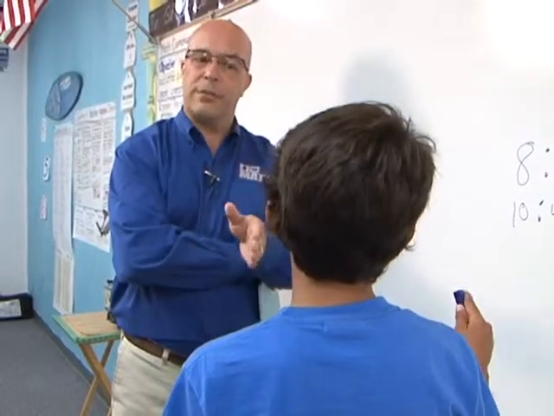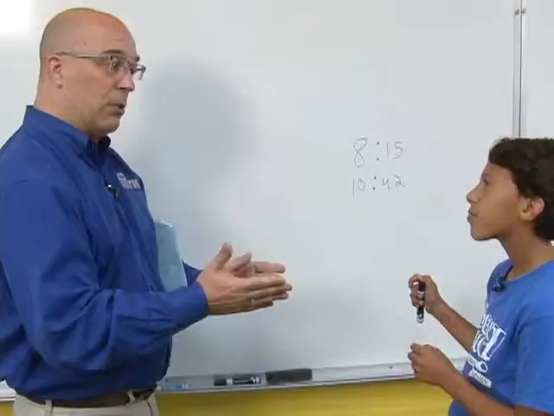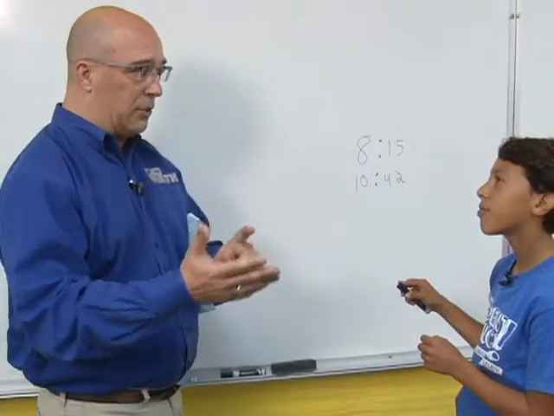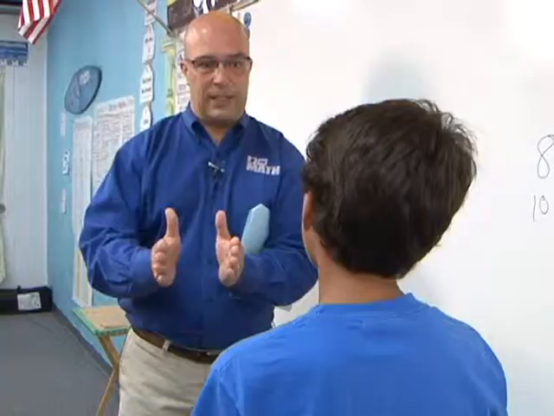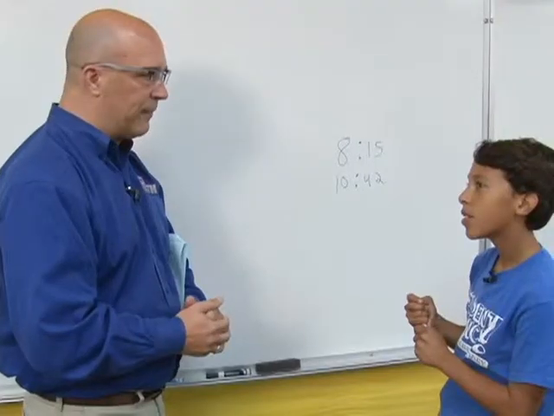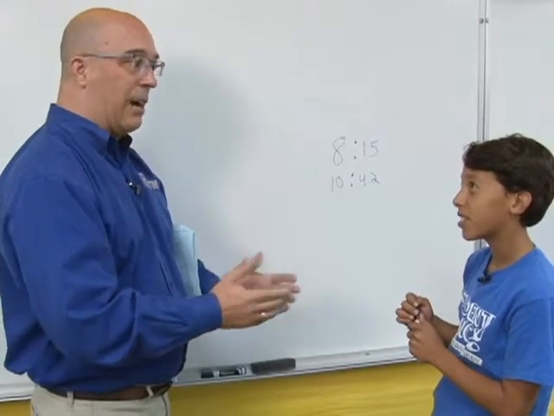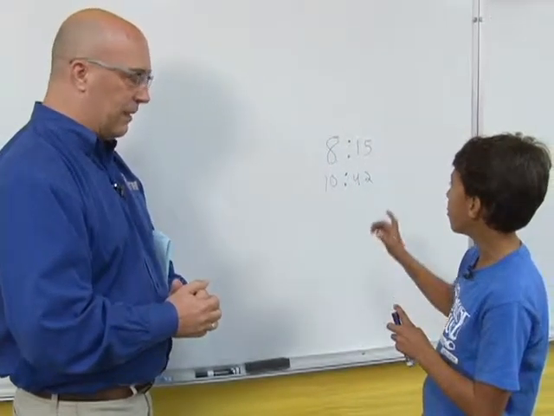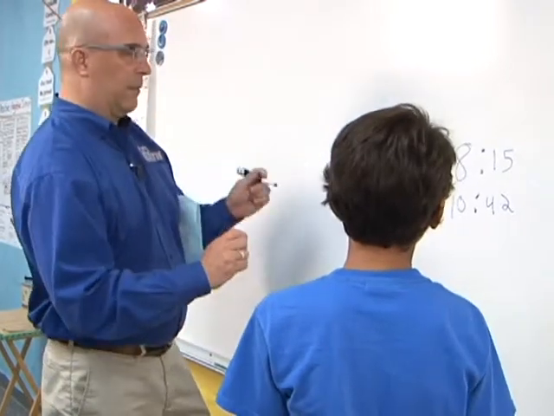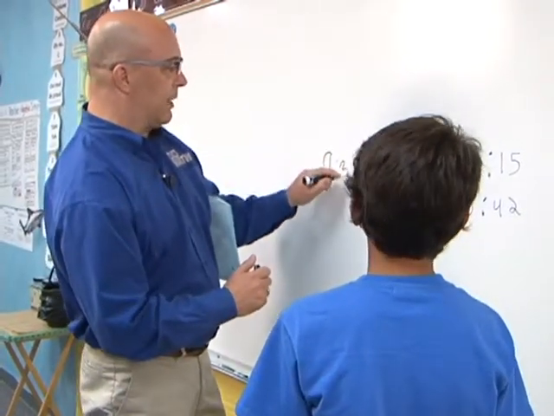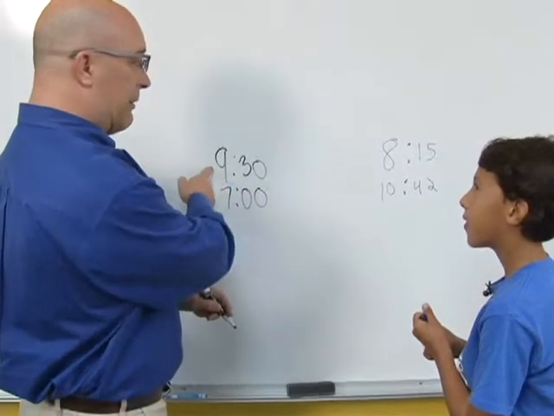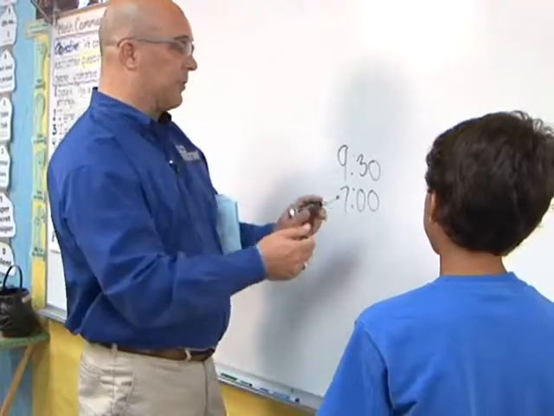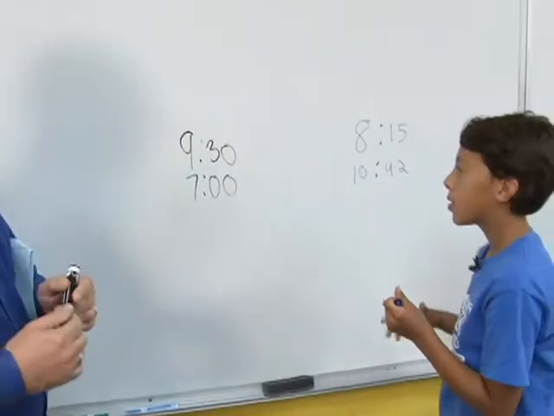How would you do that other problem? You wake up at 7 and you go to school at 9:30. How long have you been awake? How would you figure that out? Well, I would subtract it. Okay, how would you subtract it? Well, let's pretend we do this one. Let's do the 9:30 and the 7 o'clock. Because if you want to subtract them, you're going to have to put the larger number on top, right? Yes. Okay, so how would you do that?